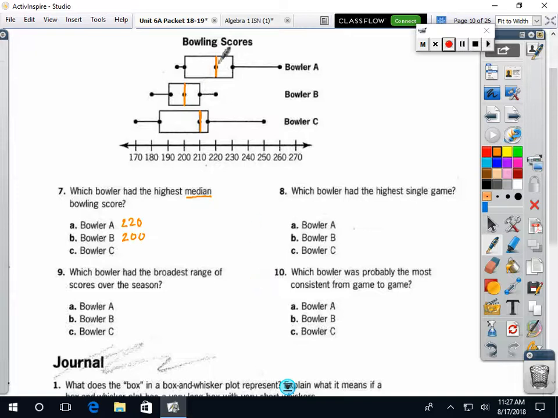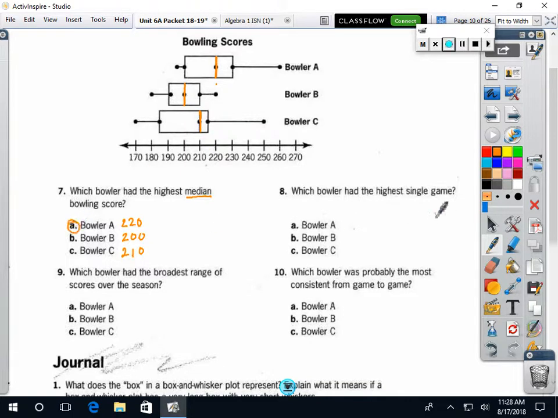Remember, the median is the line in the middle of the, well, not necessarily in the middle of the box, but inside the box. And isn't that line for bowler C at 210? Okay, now remember, the median is the line inside the box. So see the ones I highlighted orange? That's the median line for bowler A. And if you follow it down, it was at 220. This is the median line for bowler B, and if you follow it down, it's at 200. And that is the median line for bowler C, and if you follow it down, it's at 210. So does everybody see how to spot the median line and see the value of it? So which bowler had the highest median? A.